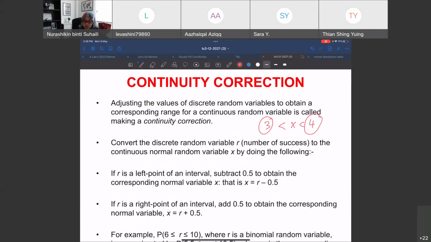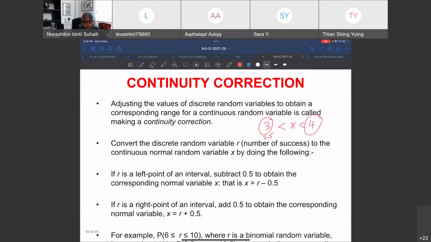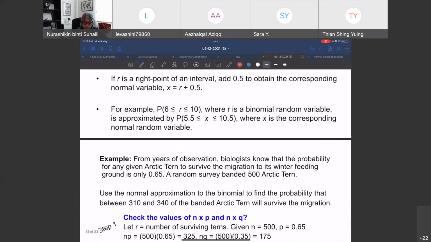You have to subtract 0.5 from the left, so that it is going to be 2.5 instead of 3. And for the 4, you have to add 0.5. That is what is referred to as continuity correction. Okay, so you are actually looking for this range. Let's have a look at an example to make it clear for you.